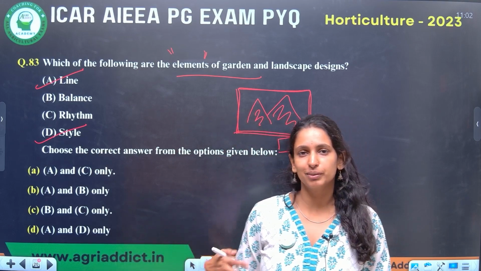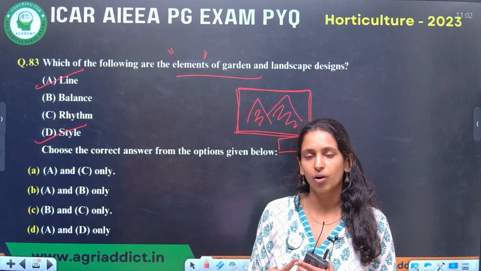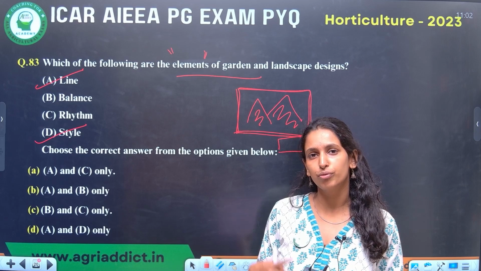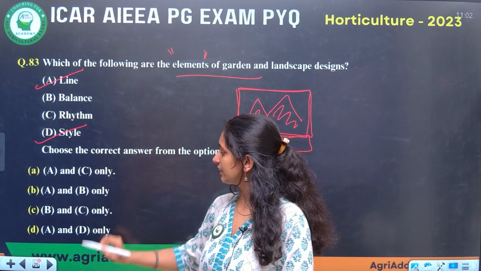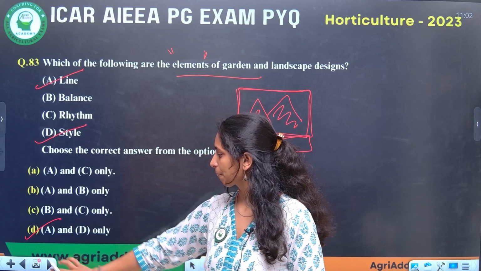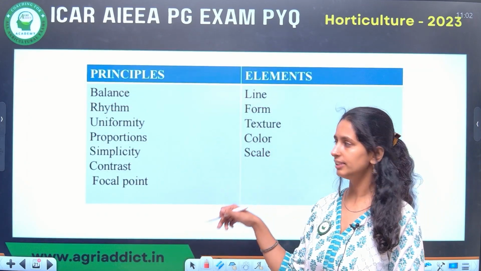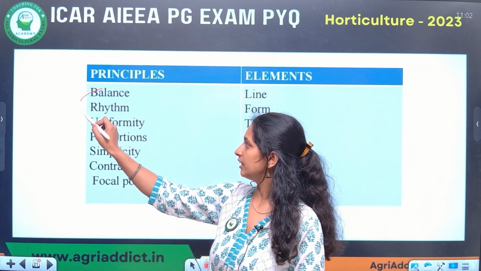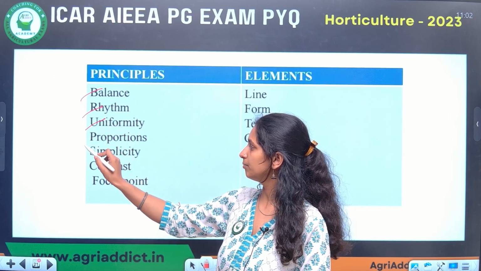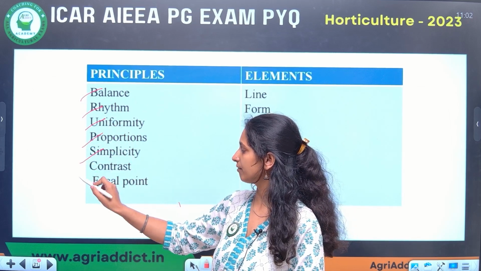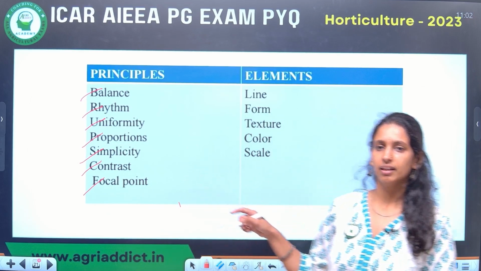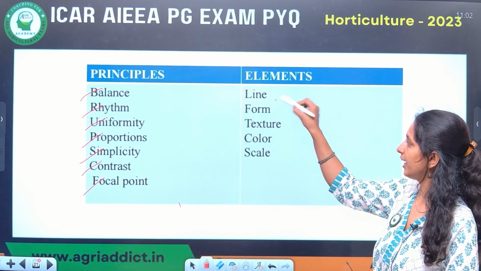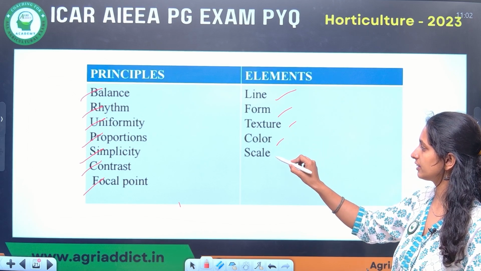Principles are like principles of life. There may be balance, simplicity, focus, focalization. These are all principles. So the answer is A and D. Here I have given you the list. Principles are like balance, rhythm, uniformity, proportions, simplicity, contrast, and focal point. These are principles. And elements are like line, form, texture, color, scale.